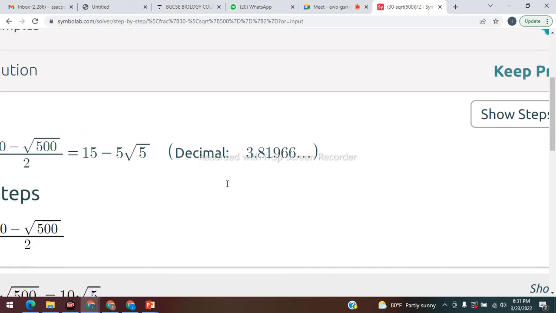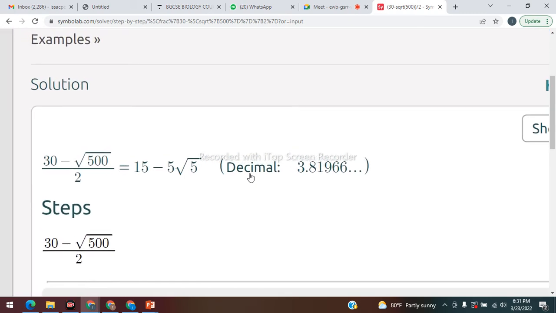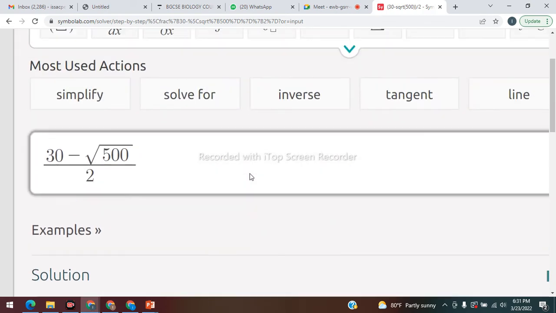Miss Petite, so the 30 isn't a whole number? What 30? The 30 on the side at the beginning. The 30 at the beginning is not a whole number? Yeah. So you wouldn't put it over 2 as well, right? Or it'd have to go over 2 as well? Yeah, 30 minus square root of 500 over 2. Oh, so I'll put them over 2. Yeah, I'll put them over 2.